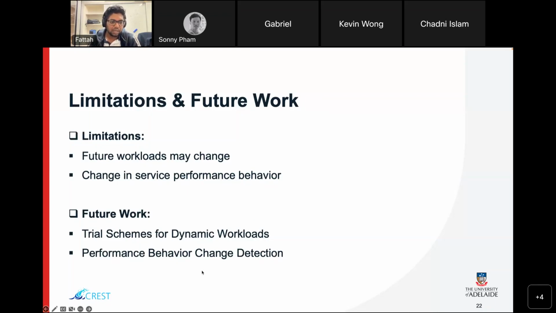Also, we can investigate different trial schemes when we don't know the details, or when we don't know the nature of the workload, or when the workload is dynamic.